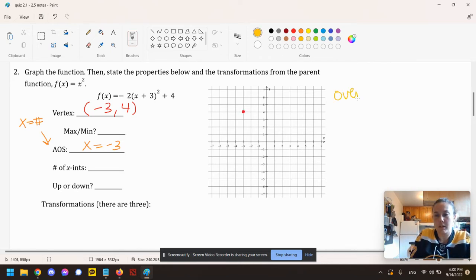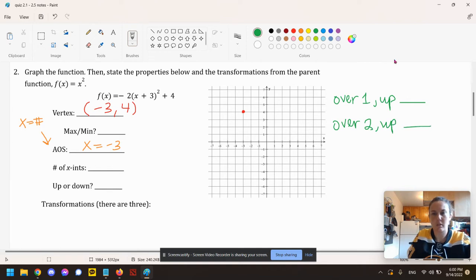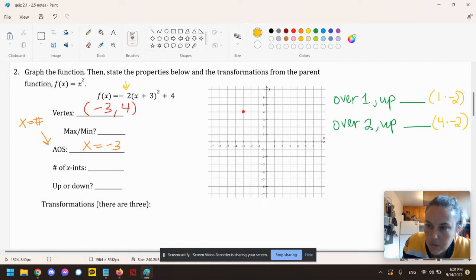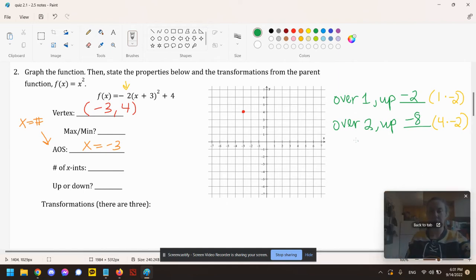Then I'm going to fill in, when I go over 1, how much do I go up by? Let me not do this in yellow. It's hard to read. When I go over by 1, how much do I go up by? And when I go over by 2, how much do I go up by? In the parent function, this is 1, and this is 4. But we want to multiply it by our a term. So we want to multiply this by -2, and we want to multiply this by -2 as well. So we're going to go up -2 and up -8 when our vertical stretch is -2.